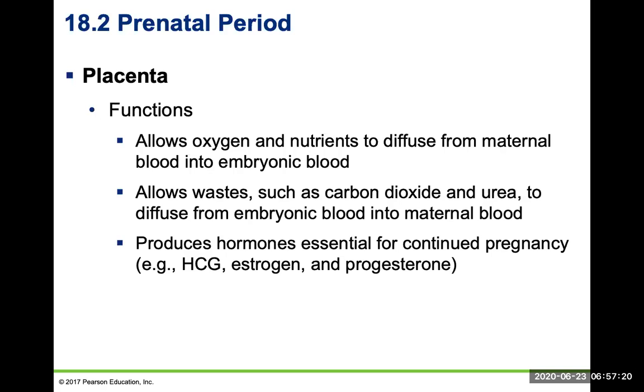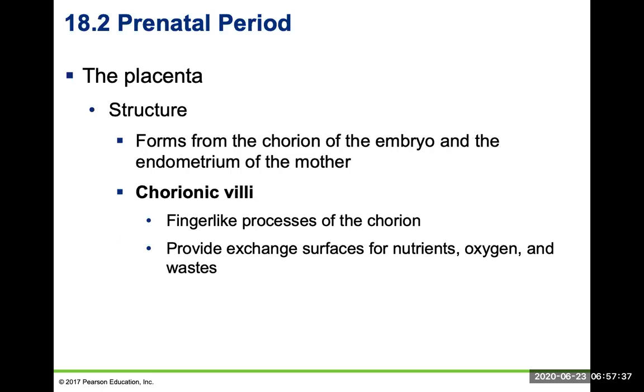functions to allow oxygen and nutrients to diffuse from the maternal blood into the embryonic blood. It allows wastes to diffuse from embryonic blood into maternal blood, and it will produce hormones essential for continued pregnancy like HCG, estrogen, and progesterone. The placenta forms from the chorion of the embryo and the endometrium of the mother. Chorionic villi are finger-like processes of the chorion, and these will provide the exchange surfaces for nutrients, oxygen, and wastes.